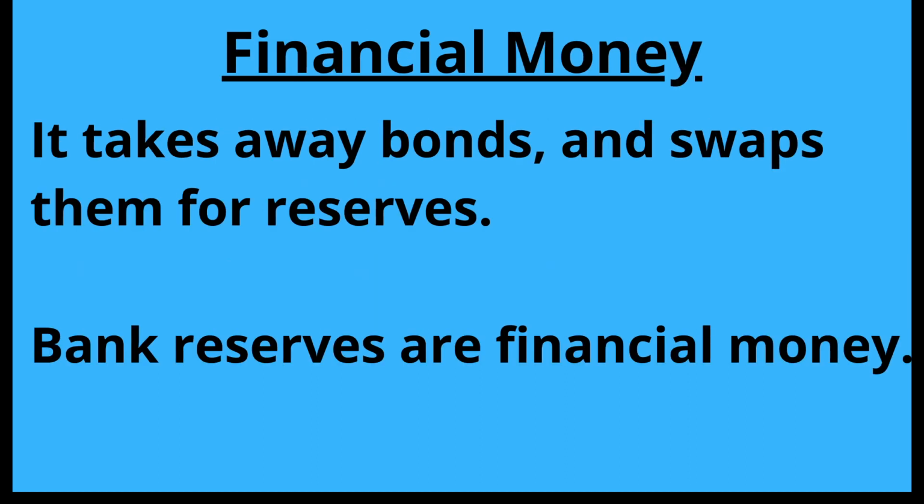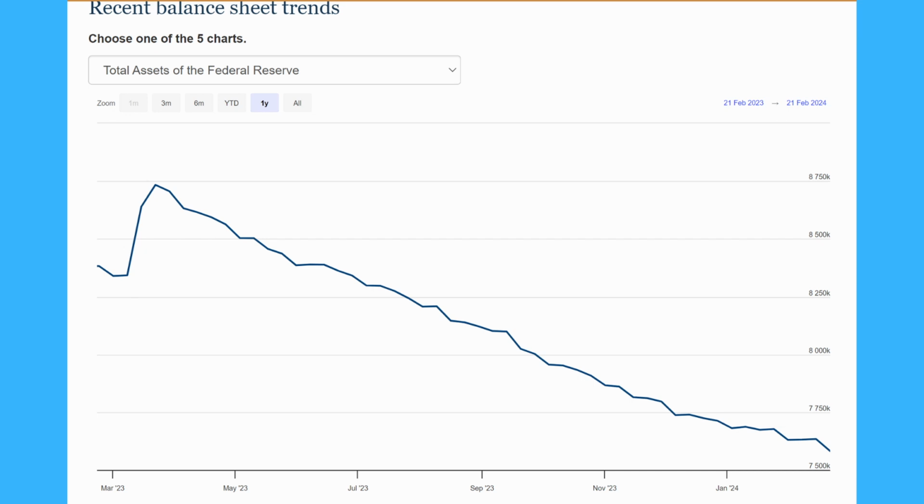So financial money takes away bonds and swaps them for reserves. The U.S. government issues bonds via the Treasuries, and companies also issue corporate debt. The central bank buys these bonds and then provides reserves to the banks. And so bank reserves are financial money. They don't increase anything physically. They just swap assets for reserves in the financial system. As you can see, the total assets of the Federal Reserve have decreased this year from 8.75 trillion to almost 7.5 trillion, which is a good sign because we need to bring down the amount of money that the Fed has.